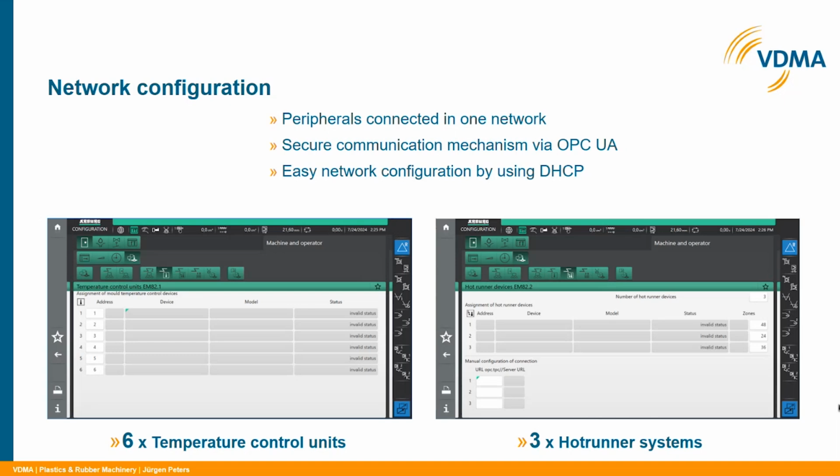Here you can see, as an example from our controller, what the network configuration could look like with 6 temperature control units or 3 hot runner systems. You just do plug and play, and the device type will be recognized and will automatically get an IP address. So it's very easy to connect the different device types to an IMM.